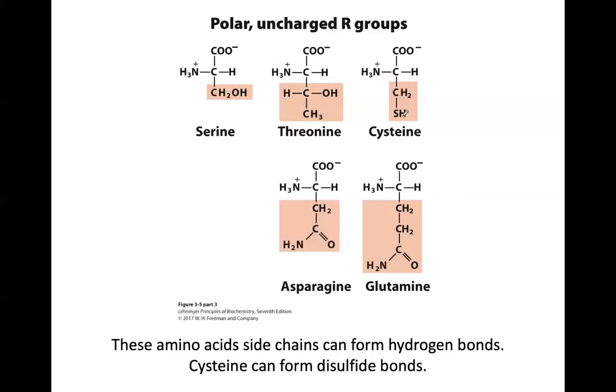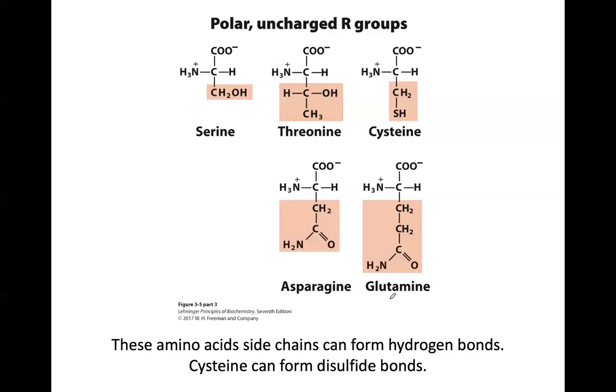Now cysteine belongs to this polar uncharged group, and primarily it is because of this SH. So SH is capable of hydrogen bonding. So even though, again, sulfur is not as electronegative as oxygen, we're going to put it in here because of the hydrogen bonding capability.